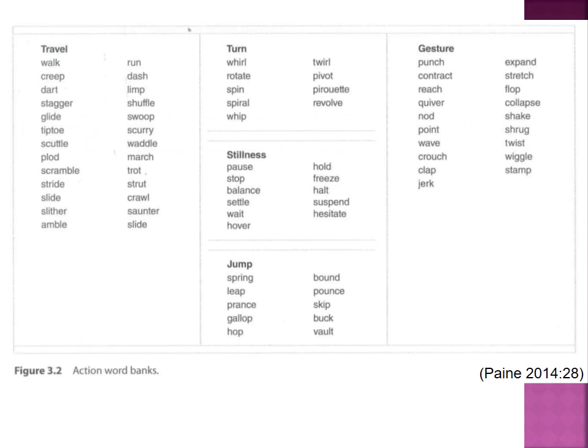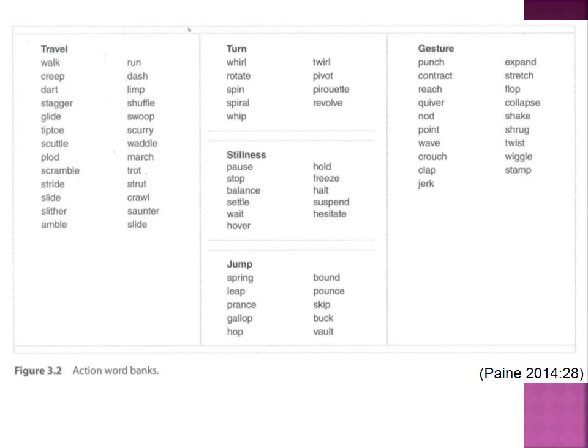Here is a table from Pain with a variety of different action words that you can use. So travel, which is our locomotor movements. We can have walking, creeping, darting, staggering, and so on. Turning, which we've spoken about, different ways to turn. We can whirl, rotate, spin, spiral, whip, etc.